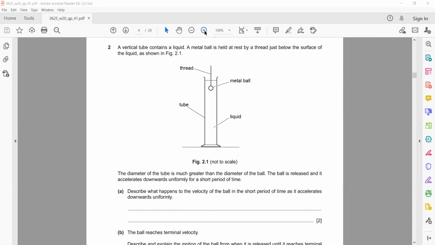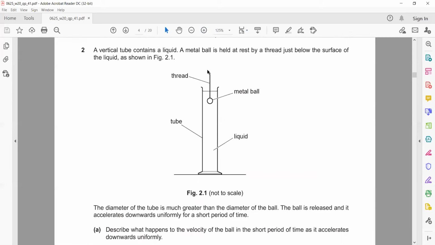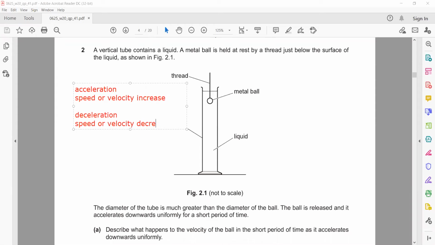Why we cannot say the velocity is decreasing? Because in the question they mentioned the object is accelerating. So whenever the term acceleration is there, it means speed or velocity increases. That is the meaning of acceleration. And if the term deceleration is there, if they say it is decelerating, it means the speed or velocity decreases.